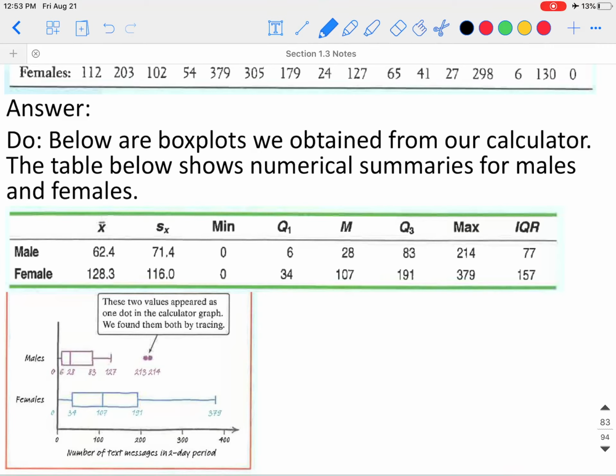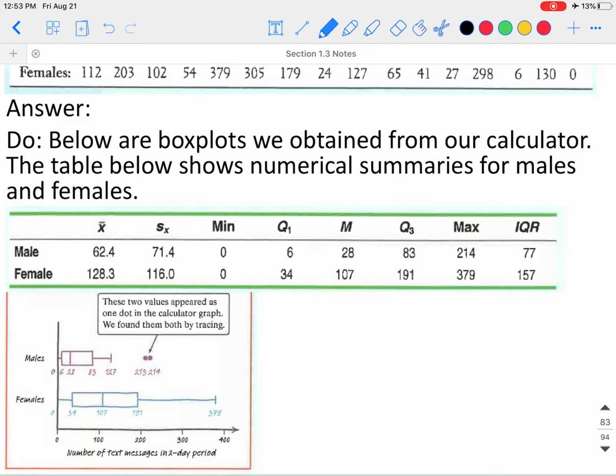So still in this do, we are going to compare the shape, center, spread, and outliers. If we take a look at these distributions on the graph, both distributions are heavily skewed to the right. So since they're heavily skewed to the right, we're going to compare their IQRs for their spread. There is more variability in texting among females than males, since the IQR is 157 for females, while the IQR is only 77 for males. Remember, to find that IQR, you're going to do Q3 minus Q1.